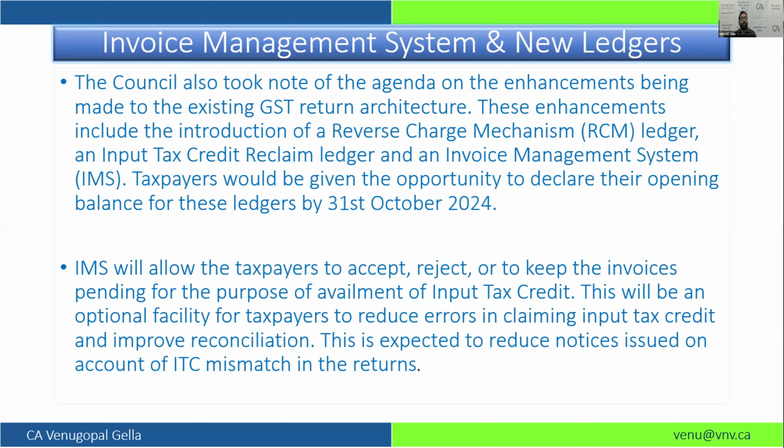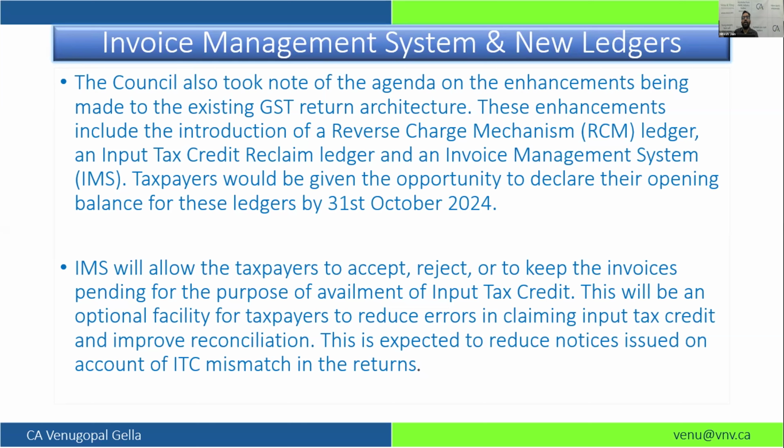Thereby, with the arrival of this IMS, you need to make sure that if you don't act on those invoices, it will be a deemed acceptance. But if you identify invoices for which supply has not been received as on date, you can just click the pending button on your IMS dashboard, and that particular invoice will not go into your GSTR 2B.